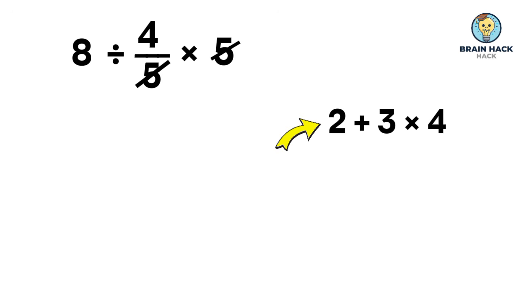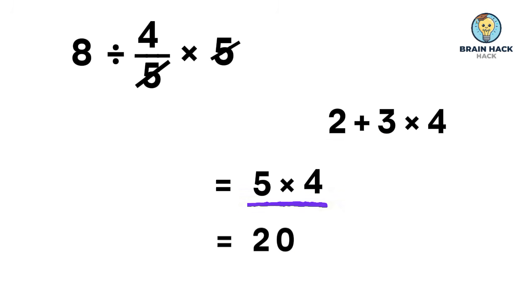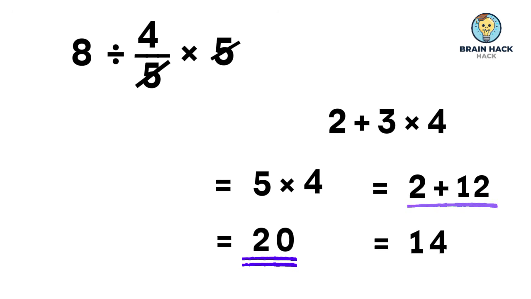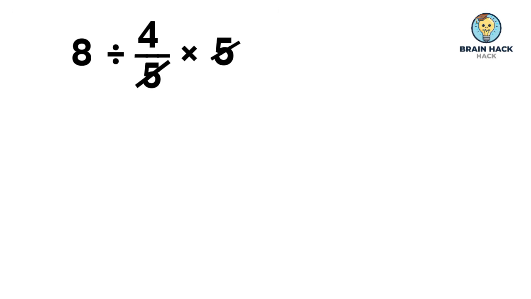Consider this simple expression: 2 plus 3 multiplied by 4. If we add first, 2 plus 3 equals 5. Then 5 multiplied by 4 equals 20. But if we multiply first, 3 multiplied by 4 equals 12. Then 2 plus 12 equals 14. The correct answer is 14 because multiplication comes before addition in PEMDAS.